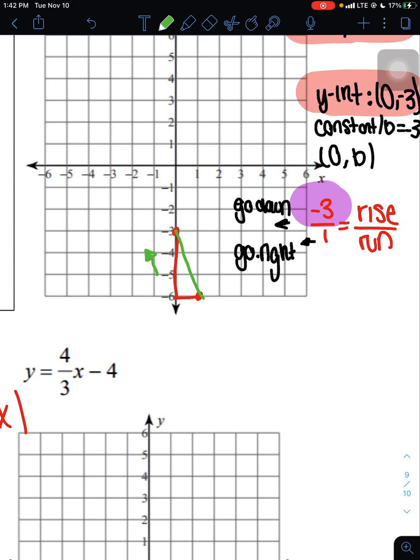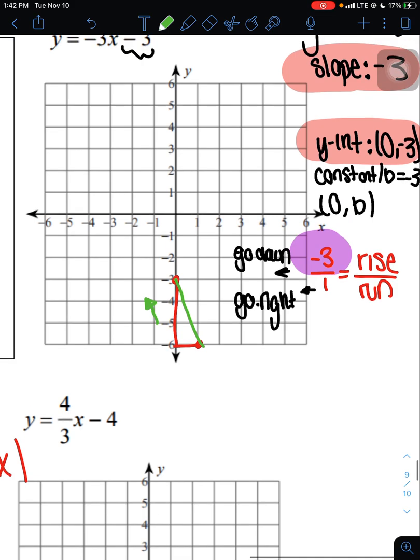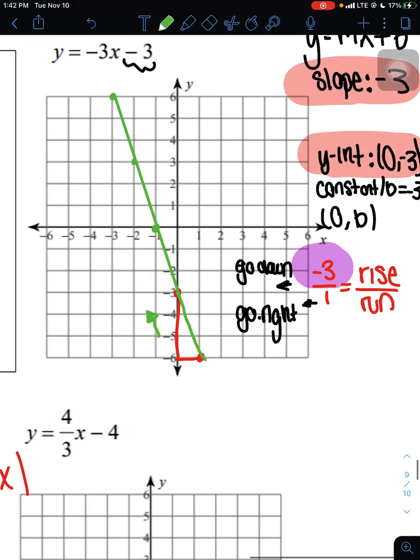So I went down 3 and right 1, so now I'm going to go up 3 and to the left 1, and that's going to give me the next one. I'm going to go up 3 again to the left 1. So I'm just doing the opposite because I'm going in the opposite direction, and I want to be able to extend my graph so you guys can get a full visual of what it looks like. So this is going to be what y equals -3x minus 3 looks like.